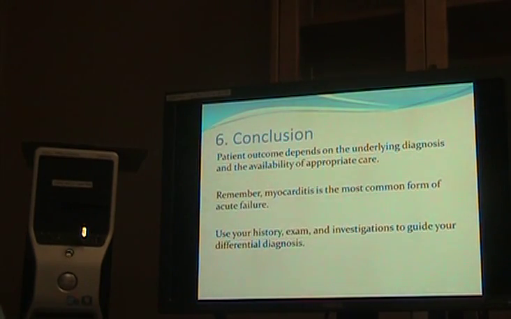So in conclusion, the most important thing I can tell you is to always keep cardiac pathophysiology in the back of your mind. It often mimics respiratory diseases, so keep that in the back of your mind. The outcomes of these patients depend on our ability to identify these patients early and to provide the appropriate care as soon as possible. Myocarditis in the pediatric population is the most common form of acute failure, and it's often one that's missed even in large tertiary centers. And finally, use your history, your exam, and your investigations to help guide your differential diagnosis.